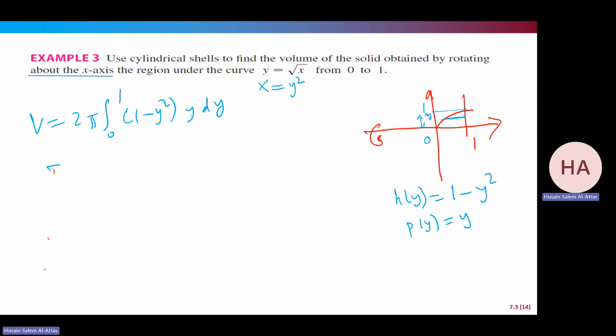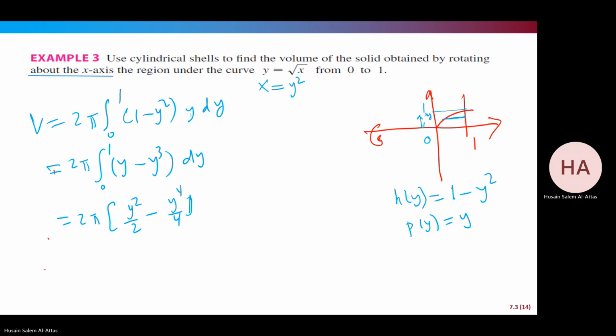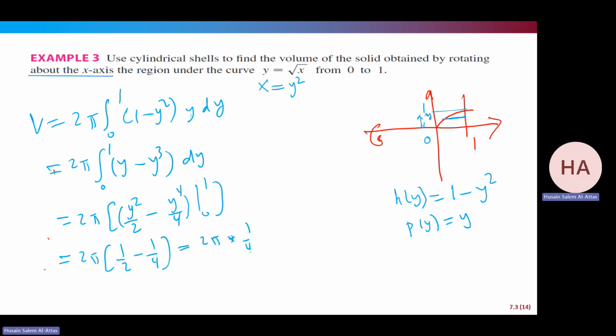Okay, let me do the calculation. That will be 2 pi from 0 to 1, y minus y cubed dy. So I have 2 pi, now I can do the integration. Y squared over 2 minus y to the power 4 over 4. Don't forget from 0 to 1. I have this from 0 to 1. So that will be 2 pi times half minus 1 over 4, which is 1 over 4. So I have 2 pi times 1 over 4, which is pi over 2. That will be my answer.